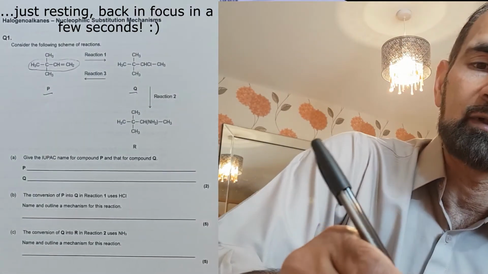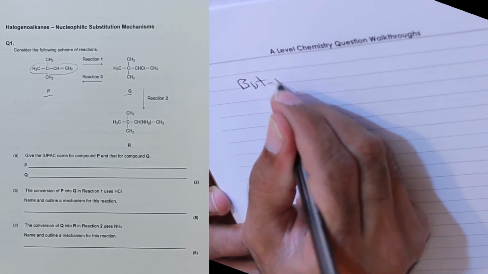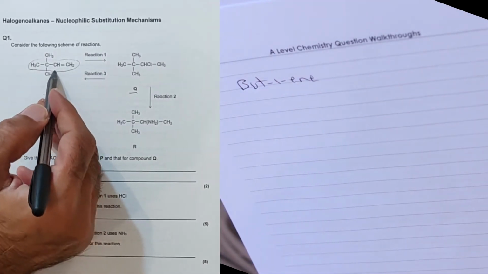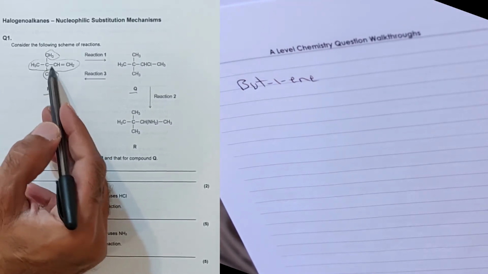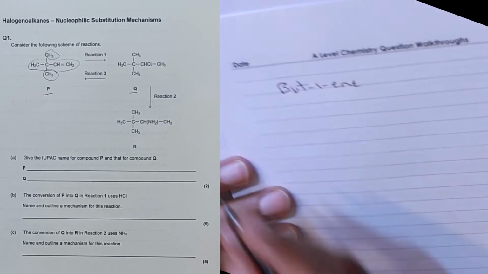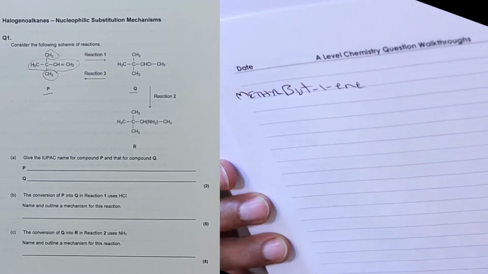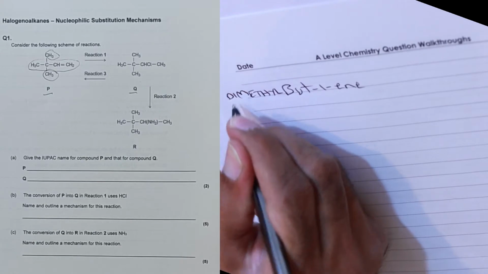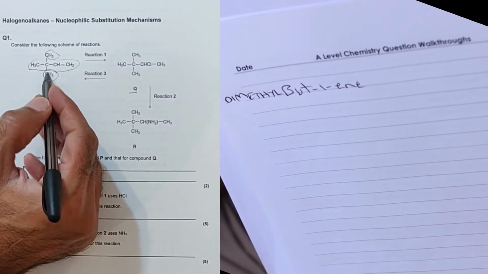So let's start writing that down. But-1-ene. And of course then I need to consider the side chains, and there are 2 side chains, aren't there? Yeah, and they're both methyl, so I'm going to put methyl, right? But there's not 1, there's 2, so I'm going to put dimethyl, right? Dimethylbutene. But where are these 2 methyl groups? And they are on carbon number.